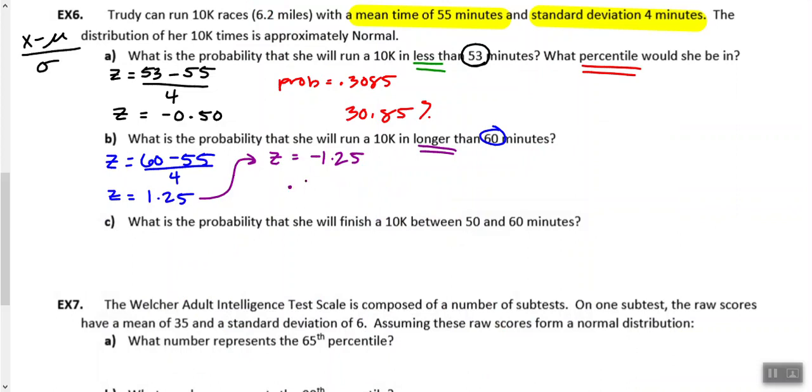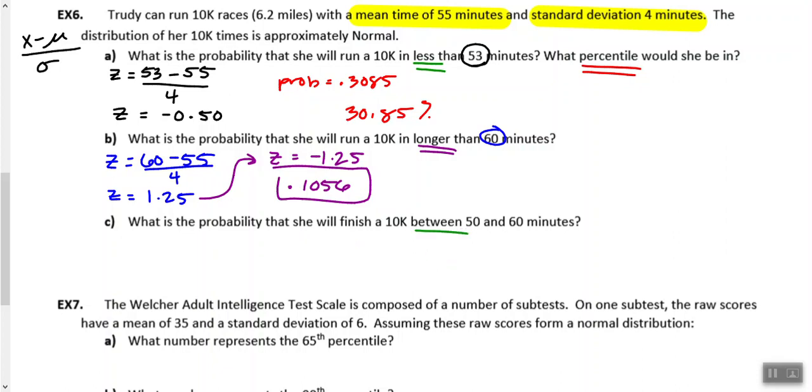So 0.1056. And all it was asking for was the probability, so there is my answer. Now, part C, what is the probability she will finish between?